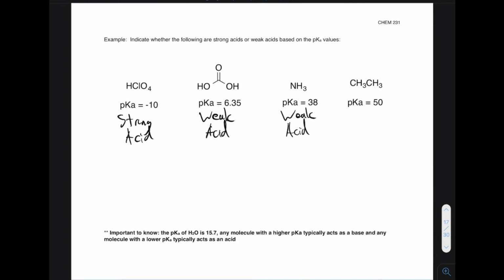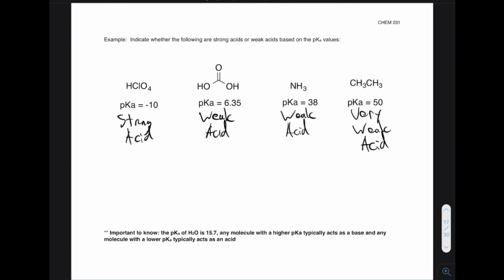And this final one, right, we have our carbon-carbon molecule. We know that these sort of organic molecules like this are very, very weak acids. So you would even say this is a very weak acid. You need a very strong base to be able to deprotonate this proton, to put a negative charge on carbon. Typically, right, the pKa of water is about 16, and any molecule with a higher pKa typically acts as a base, and any molecule with a lower pKa typically acts as an acid.